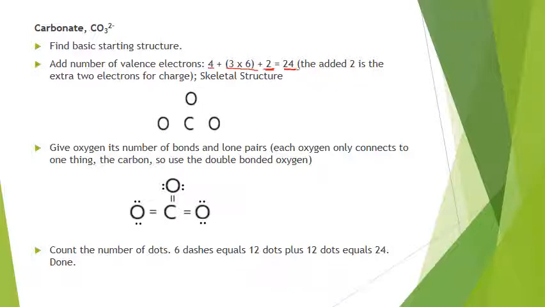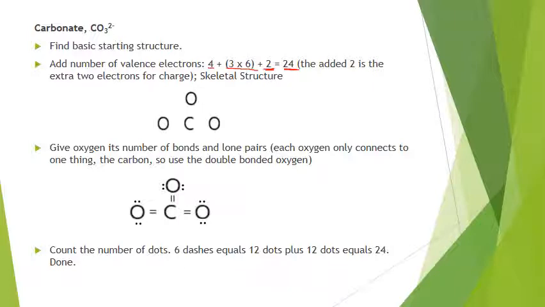24 valence electrons, with the 2 minus charge on carbonate. So draw the skeletal structure. Give the oxygen a number of bonds and lone pairs, because it's an outer atom. So each oxygen gets a double bond. Don't give it a single bond. Remember, carbon can have 4 bonds and no lone pairs.